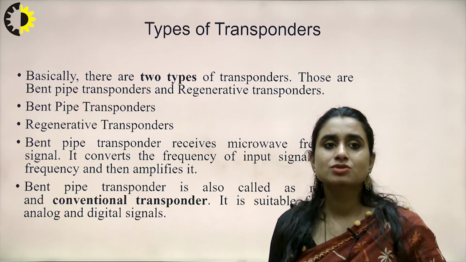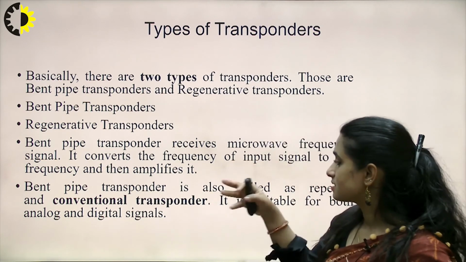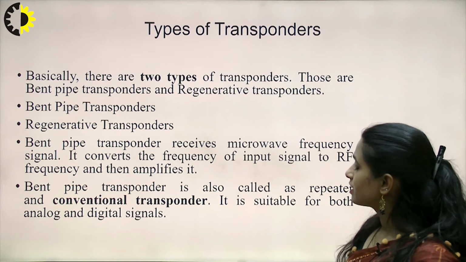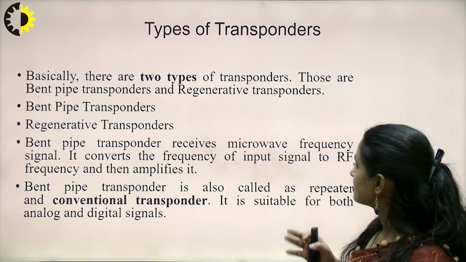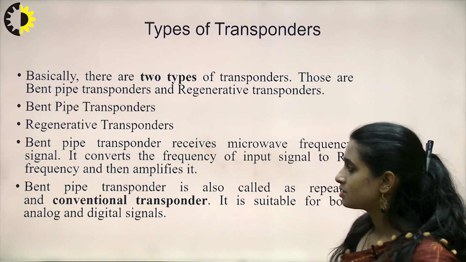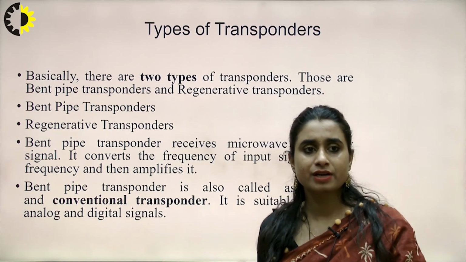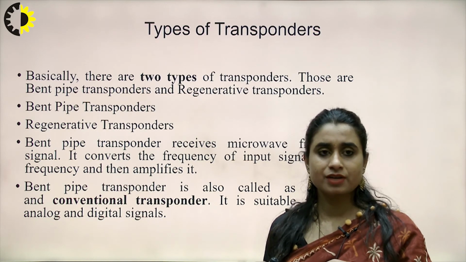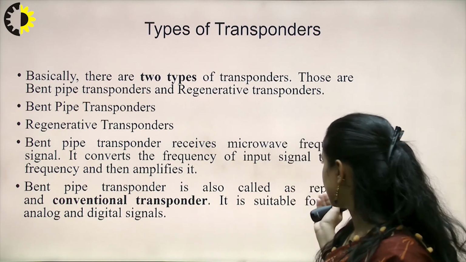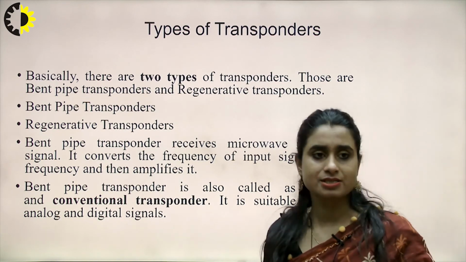We have basically two types of transponders, bent pipe transponders and regenerative transponders. What's the basic difference between these two? A bent pipe transponder receives a microwave frequency signal, converts the frequency of the input signal, and then amplifies it, right? So this is how a simple transponder works. Receive microwave frequency, convert the frequency of the input signal, then amplify. It is also called a repeater and conventional transponder. It is suitable for both analog and digital signals.